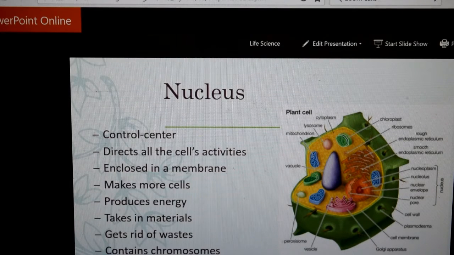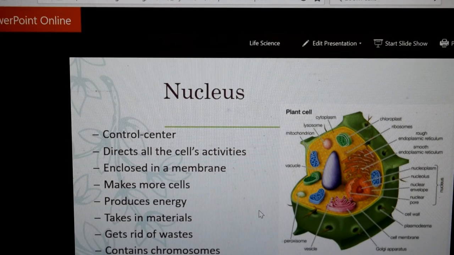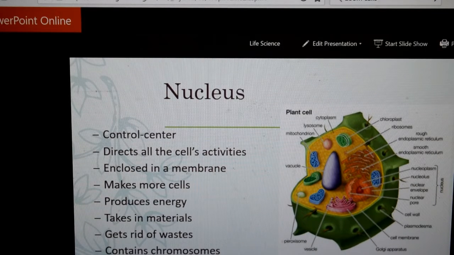Then we have the nucleus. The nucleus, once again, is the control center. It controls reproduction, and it takes in materials. It gets rid of waste. It contains the chromosomes, which help in reproduction. So very similar to the animals as well. Its shape might be a little bit different, but it has the same basic purpose.